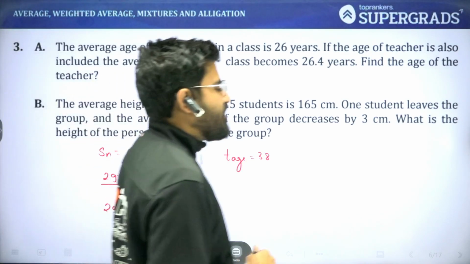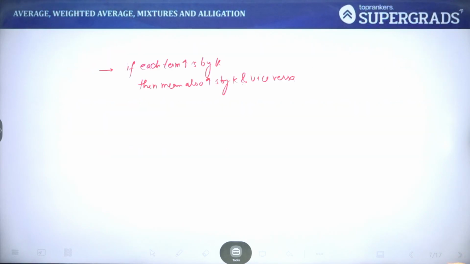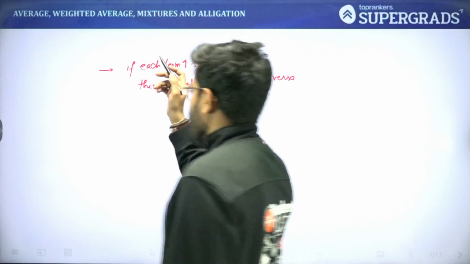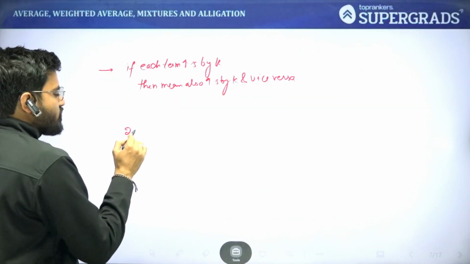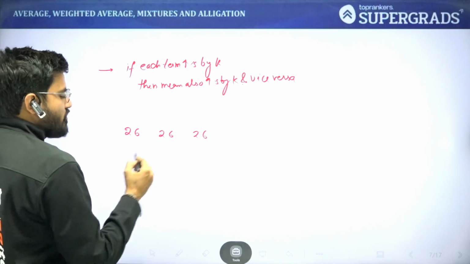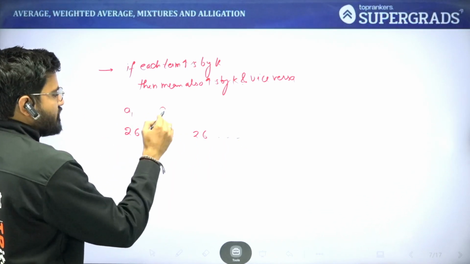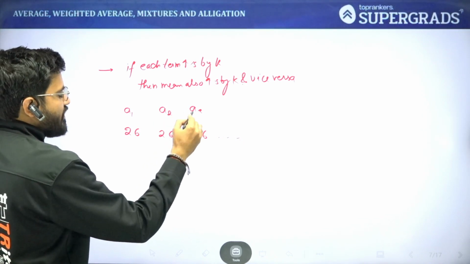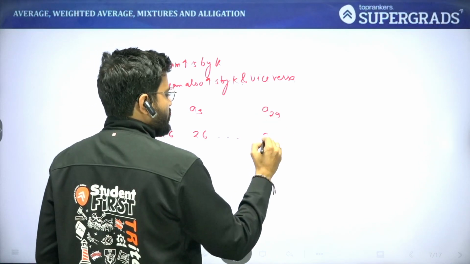But this is a very lengthy thing to do, right? Let's do it in a very precise manner. How will we do it? The average age of 29 students is given as 26. So let's apply this concept here. For 29 students, every student has got 26 as the share. This is A1, this is A2. Average means I have equally distributed among all of them. So A29 will be 26.